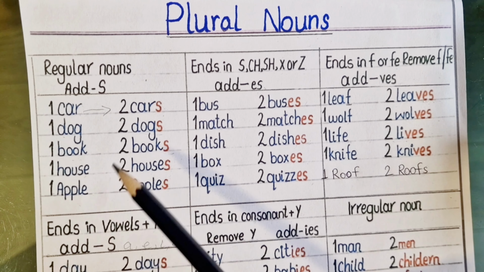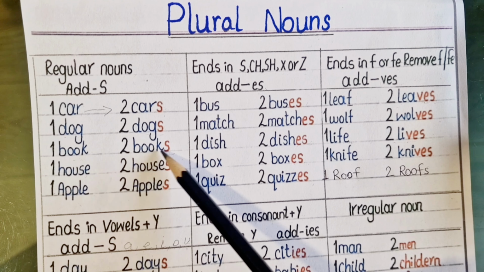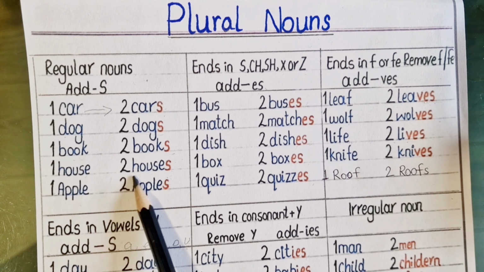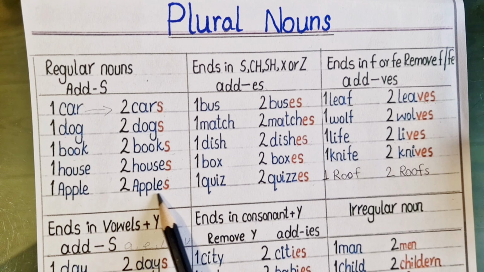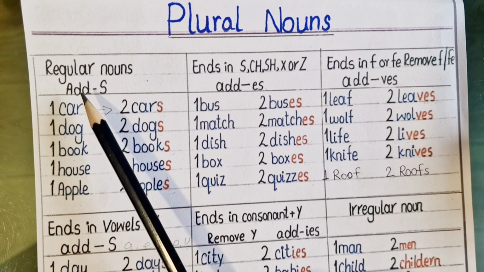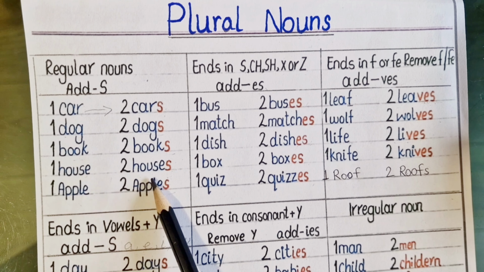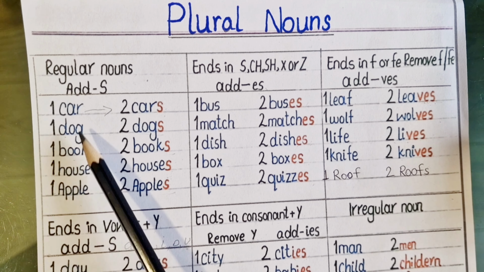I am not talking about two. It could be two or more than two books. House, houses. Apple, apples. So always remember, in regular nouns we will just simply add the letter S to make a plural noun, and there will be no change in the base word.